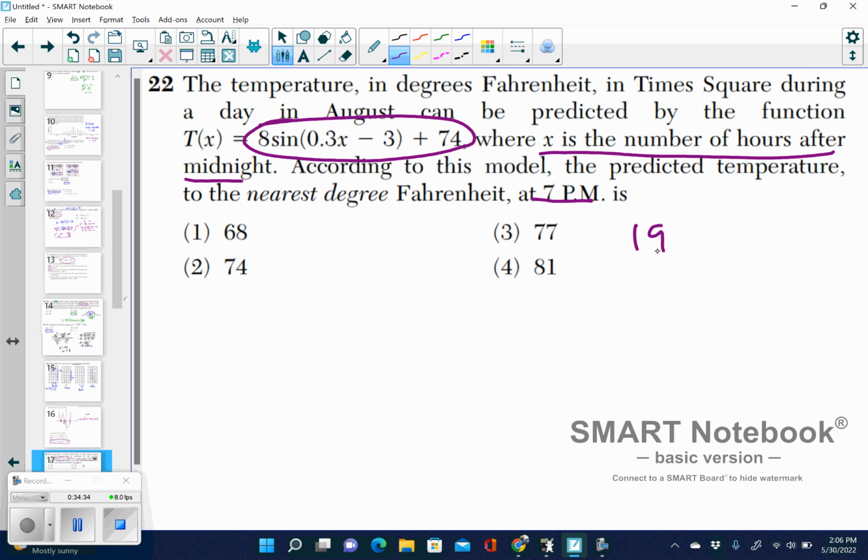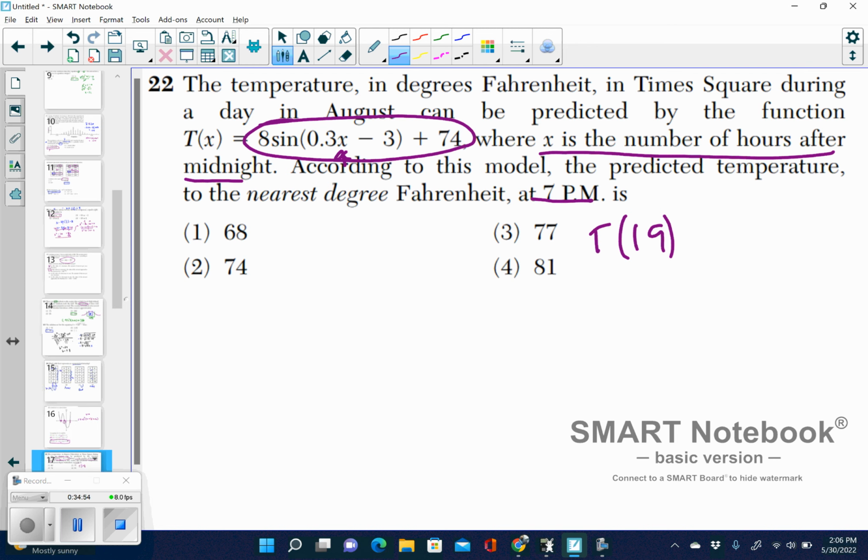Okay. So like after midnight, 1 a.m. is 1 hour, 2 a.m. is 2 hours, so on and so forth. And you'll see that 7 p.m. is going to be 19 hours after. So we have to take 19 and we have to plug it in for our value, which is right over here. We're gonna have to plug in 19 there.